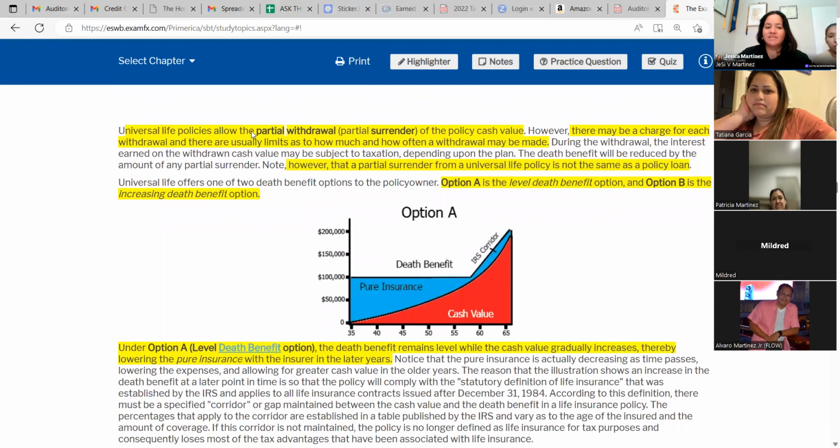So universal life policies allow partial withdrawal, which is partial surrender of the policy cash value. However, there may be a charge for each withdrawal, and there are usual limits as to how much and how often you can take money out. During the withdrawal, the interest earned on the withdrawn cash value may be subject to taxation, depending upon the plan. The death benefit will be reduced by the amount of any partial surrender.